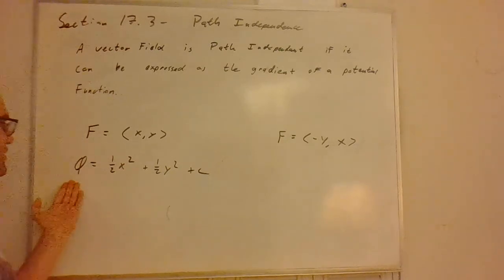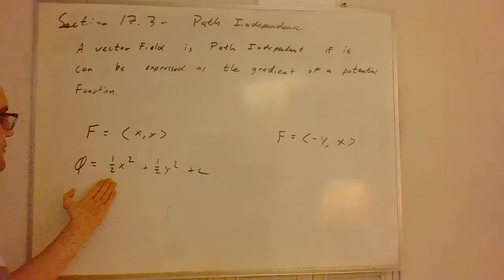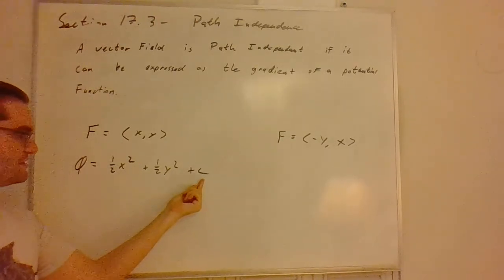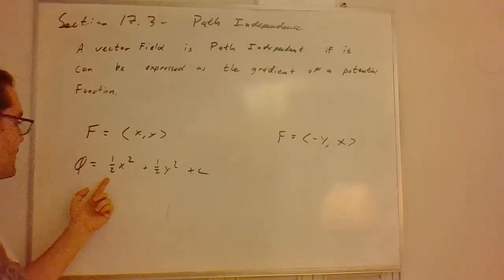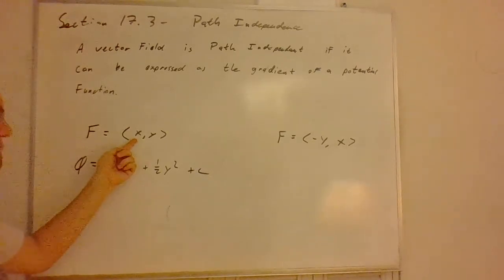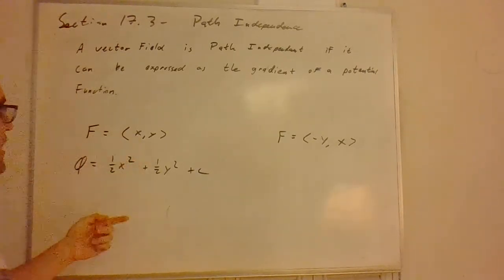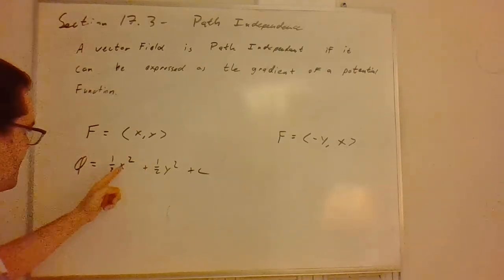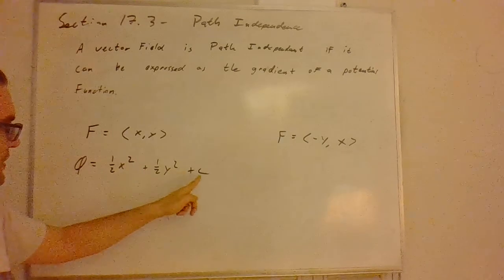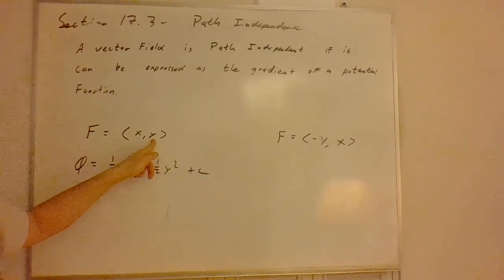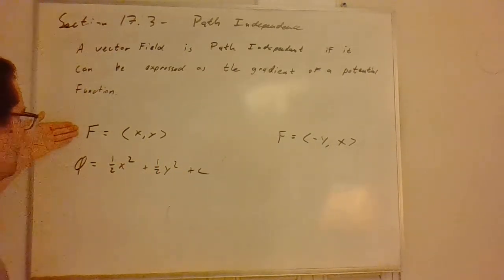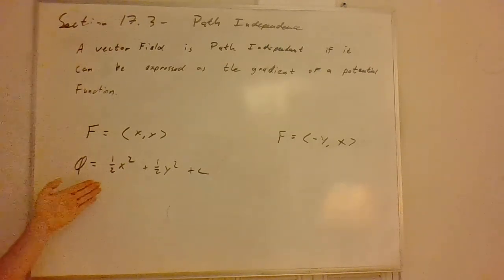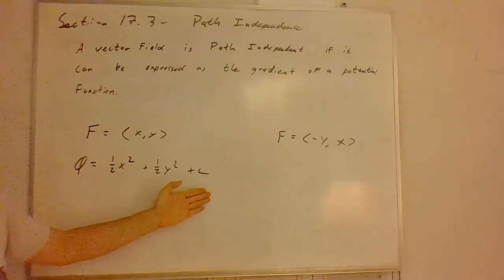If we take a derivative of this potential function, the derivative with respect to x of this is 0, of this is 0. The derivative of this with respect to x is x. So that's good, that's what we want. If we take the derivative of this potential function with respect to y, we get 0, y, and 0, and that's what we want there. So this explosion vector field can be written as the gradient of the potential function 1/2 x squared plus 1/2 y squared plus c.